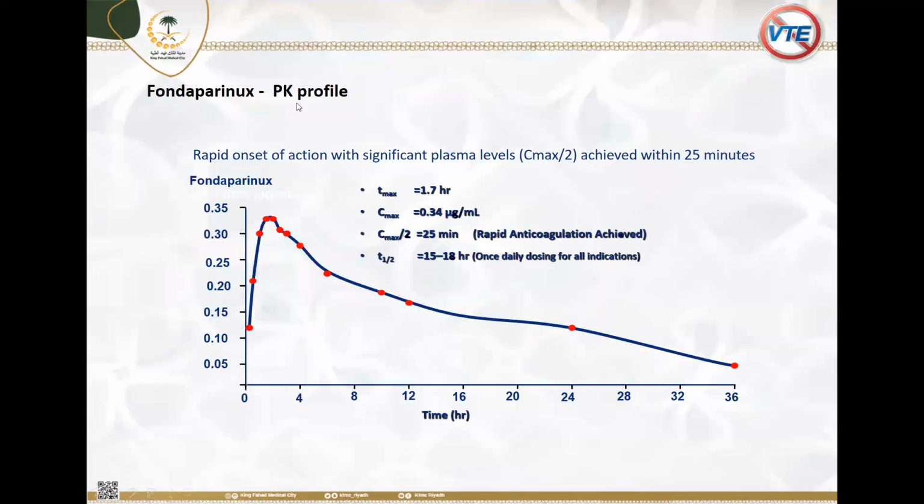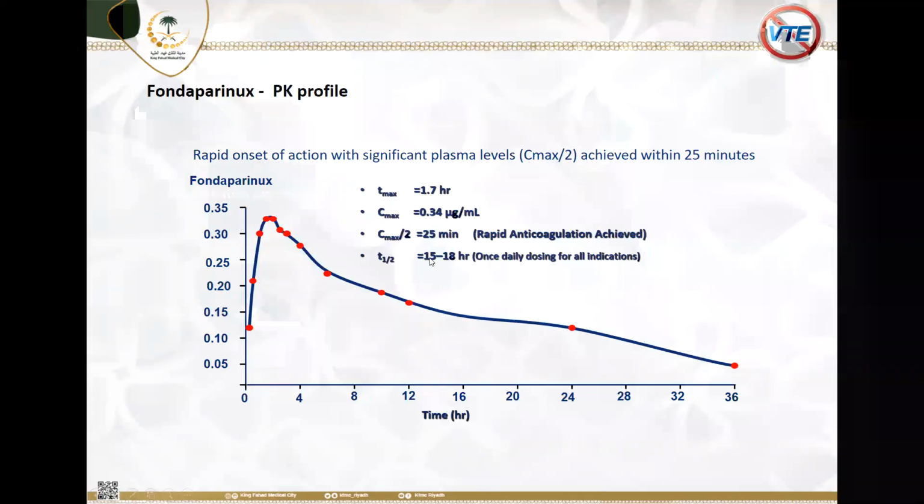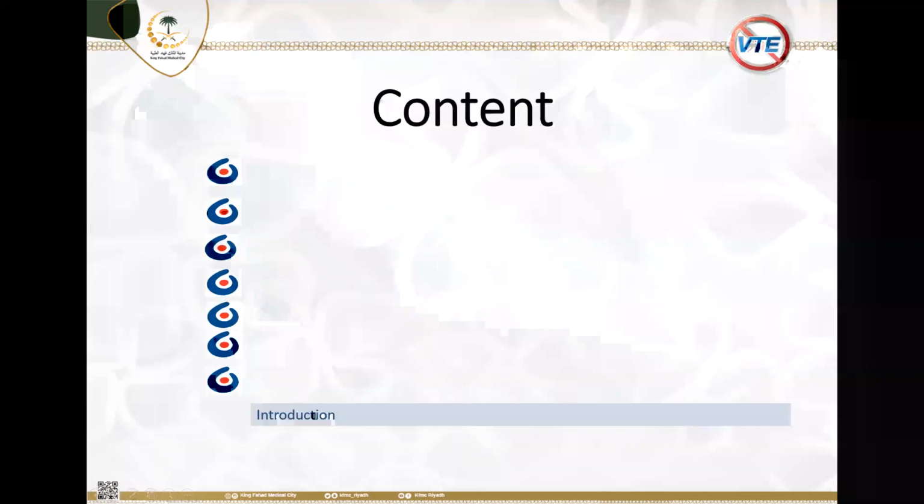What's the pharmacokinetics for this drug? It's very important. Rapid onset of action with significant plasma level, the Cmax achieved within 25 minutes. The maximum concentration within 25 minutes. So if you inject the drug, within 25 minutes you reach the Cmax. Then the effect can continue up to 36 hours. But the half-life I mentioned is about 17 hours. This is a very important point. Half-life 17, but it's about 15 to 18 hours. That's why it's used once daily for all indications, never BID.